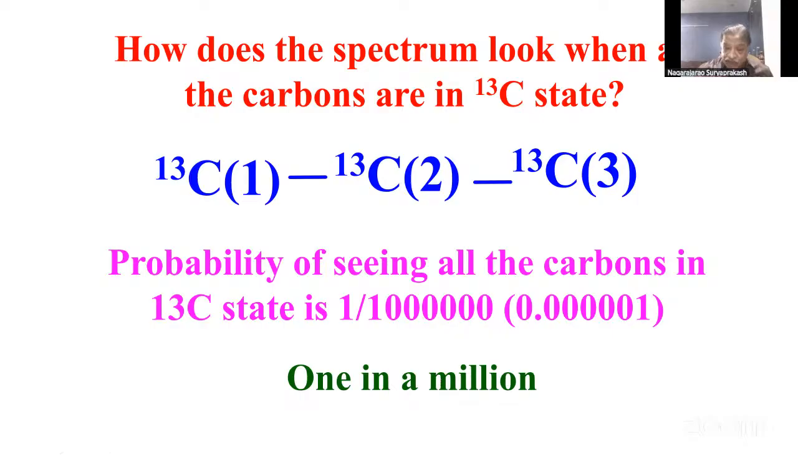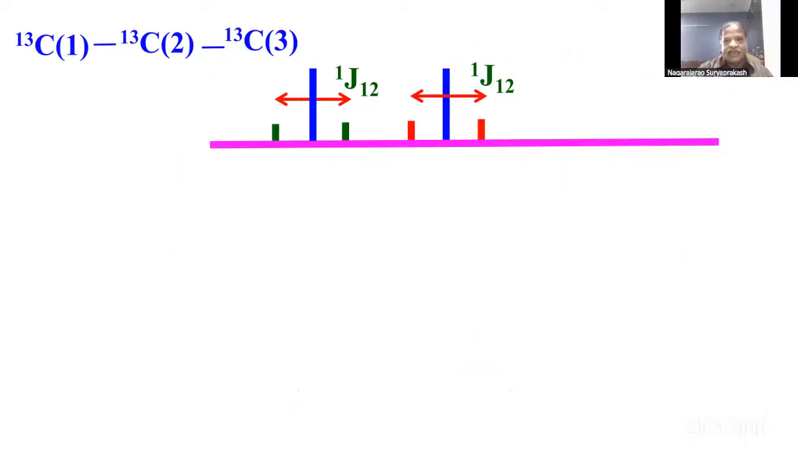Remember, it's very, very difficult. Still assume I will see that. I am a very careful experimenter, and I still see the coupling. In which case, if I see this carbon coupled to this, exactly as I showed you when 2 carbons are present simultaneously, you get this pattern.